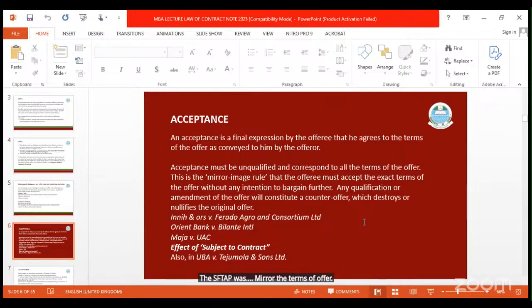But if the offeree now introduces or amends the terms of that offer, or introduces something new, or changes the terms of that offer in trying to accept, then that cannot be an acceptance. It amounts to a counter offer. Now, the effect of a counter offer is that it destroys the original offer. That's one thing that you need to know. It destroys the original offer.